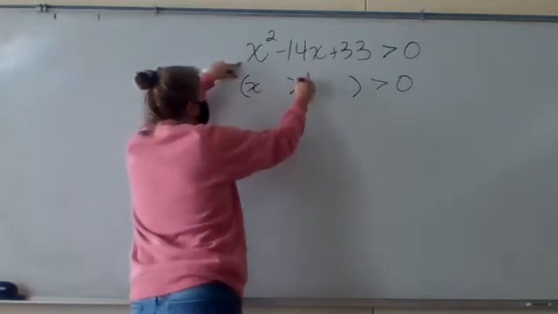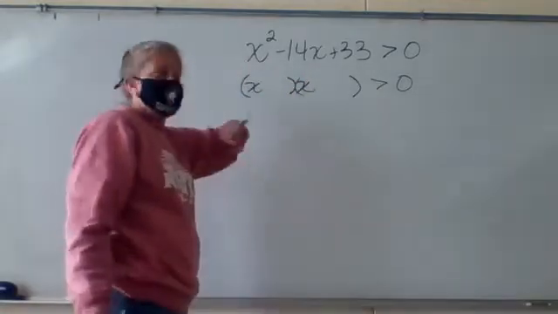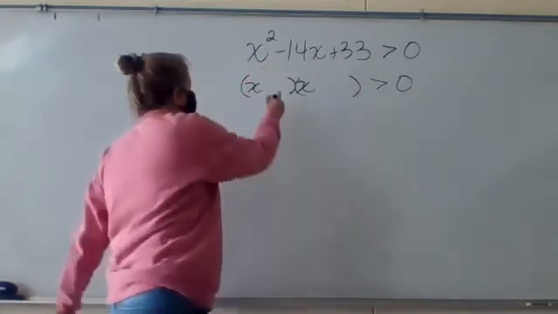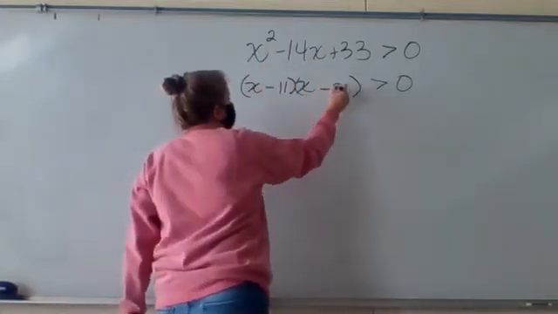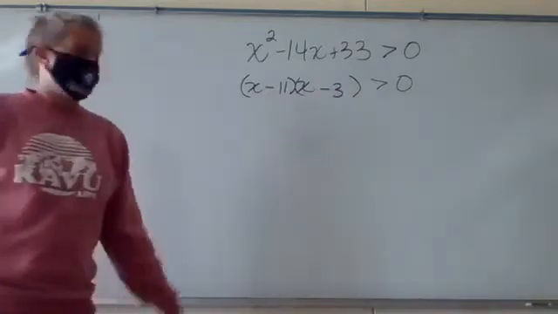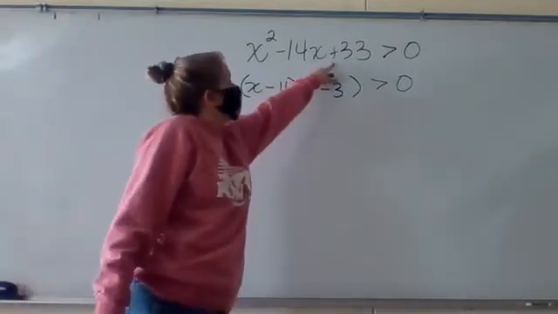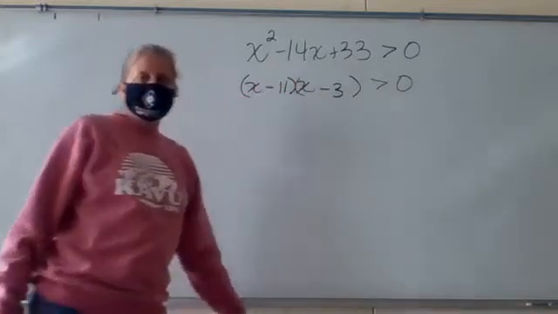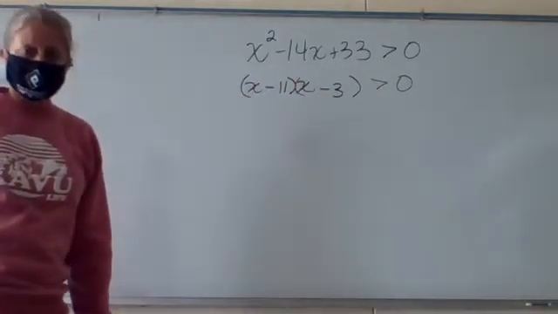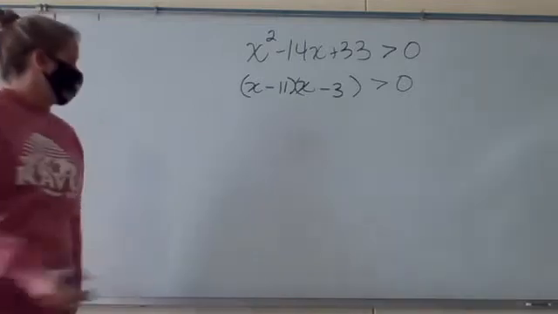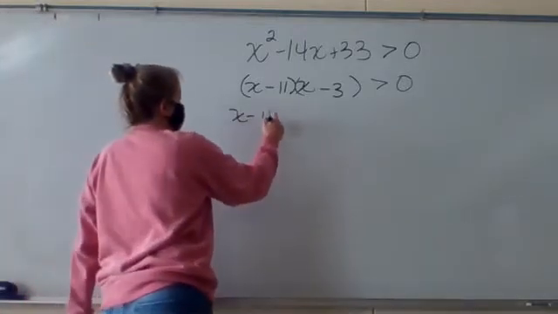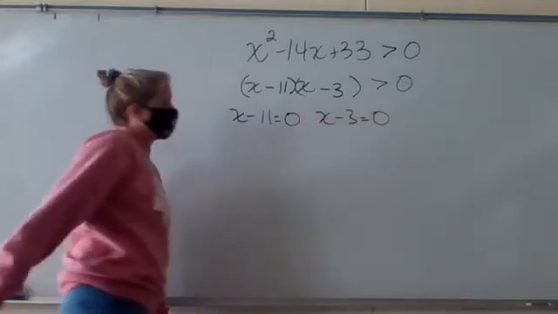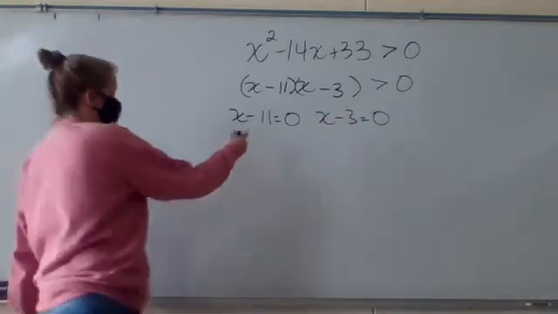So the x and x for x squared. Factors of positive 33 that add to -14 would be a -11 and a -3, right? Multiplies to positive 33. -11 plus -3 adds to -14. So there's your factors. What do we get from factors? Well, if we set them equal to 0, we're going to get zeros. Let's solve them.